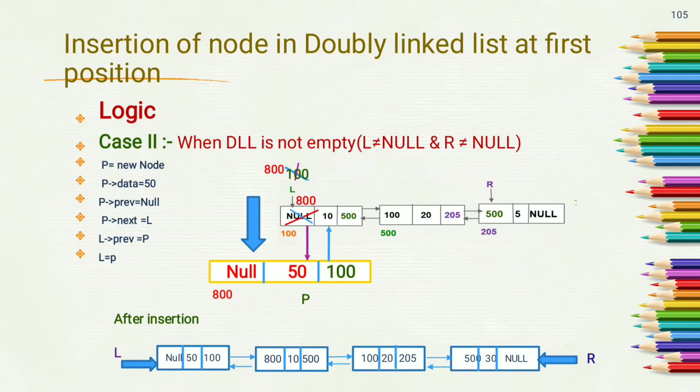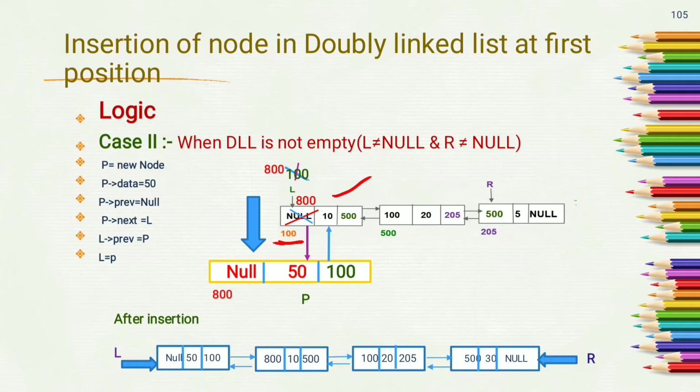As this node P will become the first node of this doubly linked list, then this node will be the second node of the doubly linked list. Initially this one is the first node of doubly linked list, but when we insert P into doubly linked list, this node will become the second node of doubly linked list. This node, as we can see, address of this node is 100 and this address of first node is stored into L pointer.